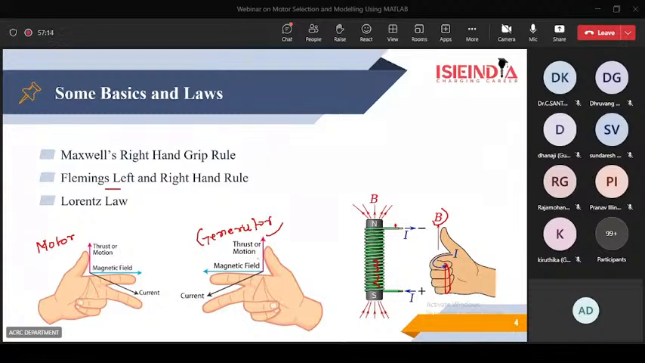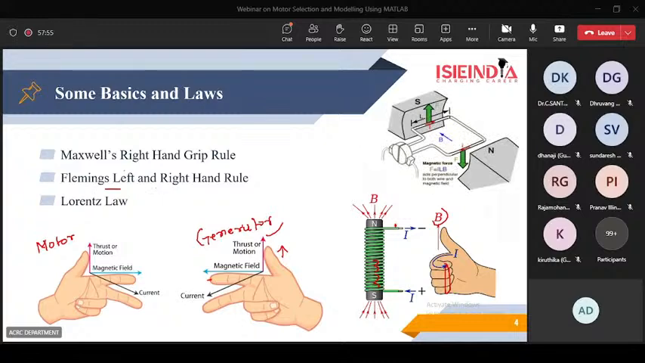If the force is in the direction of the thumb and the magnetic field is in the direction of the forefinger, the current will be in the direction of the middle finger. So this is all about the direction of current in the case of a generator. And when it is a motor, Fleming's left hand rule applies, and in that rule we get the direction of rotation. So this was about Fleming's left hand as well as right hand rule.